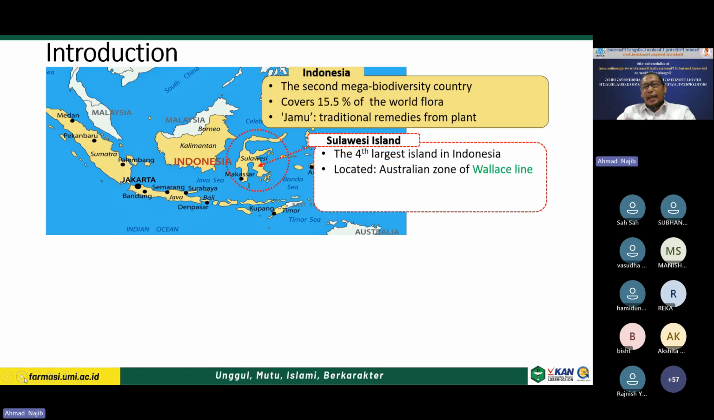This is Sulawesi Island, the 4th largest island in Indonesia. The location is so special because it is located on the Wallace Line, between the Australian zone and the Asian zone. The Wallace Line divides two regions, the Australian region and the Asian region.